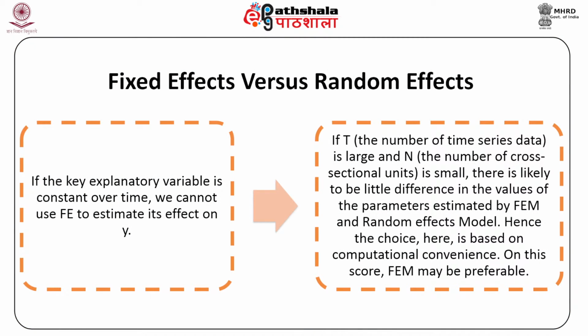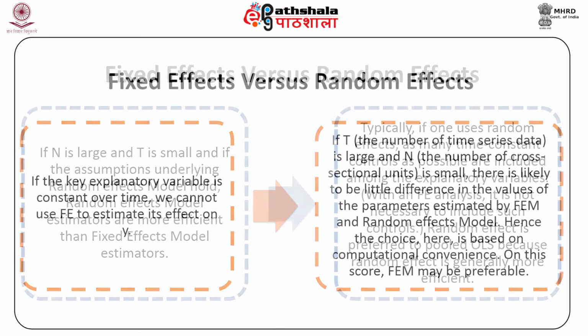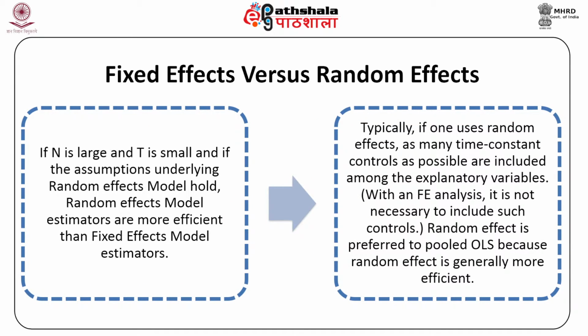If the key explanatory variable is constant over time, we cannot use fixed effects to estimate its effect on y. If T is large and n is small, there is likely to be little difference in the values of the parameters estimated by the fixed effects model and random effects model. Hence, the choice here is based on computational convenience. On this score, the fixed effects model may be preferable. If n is large and T is small, and if the assumptions underlying the random effects model hold, random effects model estimators are more efficient than fixed effects model estimators.